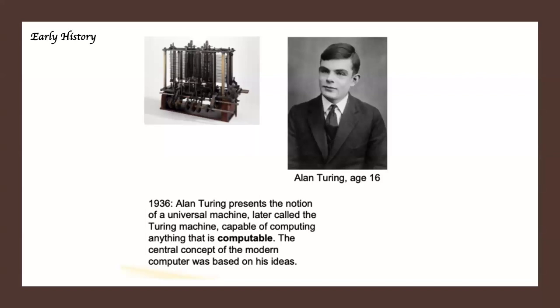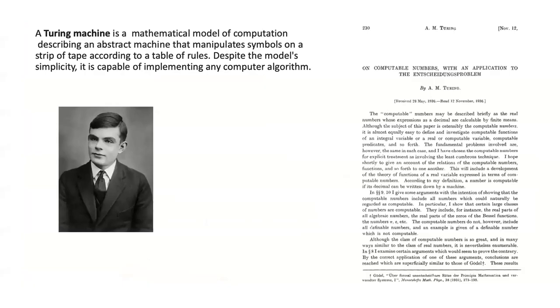We cannot start a discussion on computation without referring to Alan Turing, who in 1936, at the age of 24, presented this notion of a universal machine, later called the Turing machine, capable of computing anything that is computable. So Alan Turing was a mathematician, cryptographer, and pioneer in computer science, whose life was one of secret trials and public tragedy. He was prosecuted for his sexual orientation, and he was subjected to some medical treatment that was inappropriate. And the British government apologized to him only in 2009 officially for the treatment that was imposed on him.